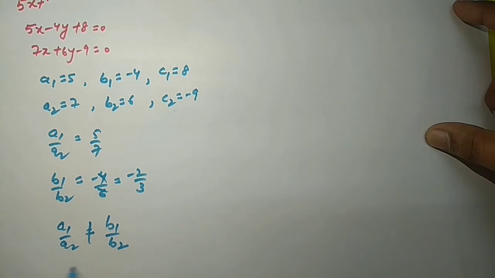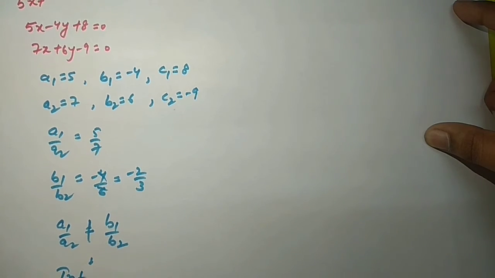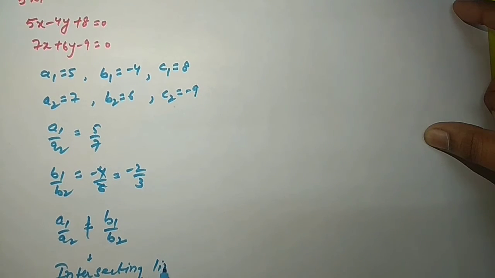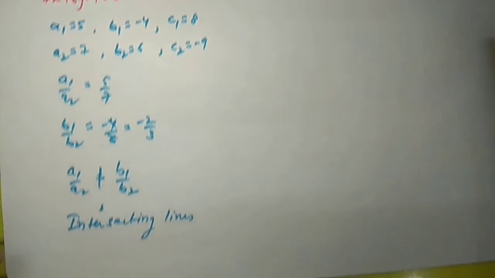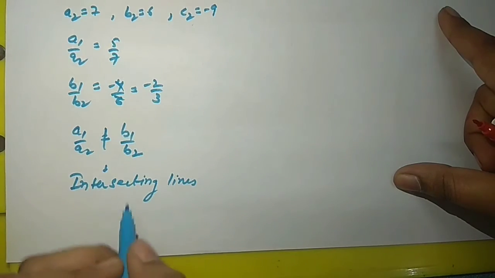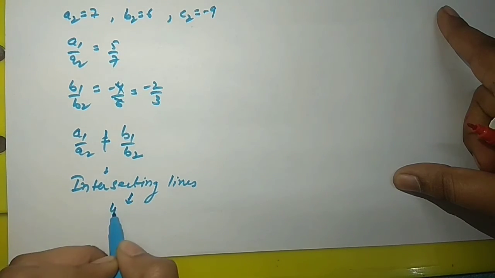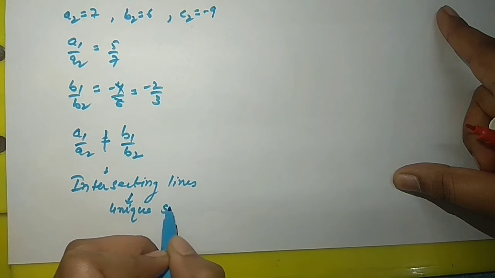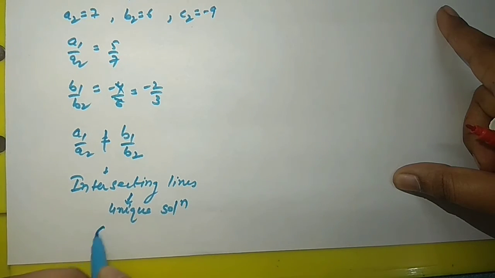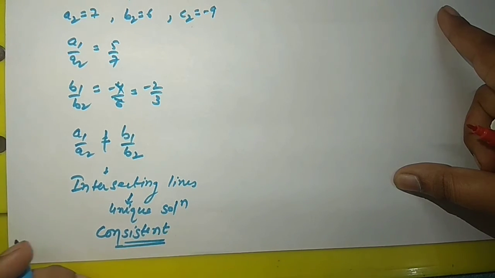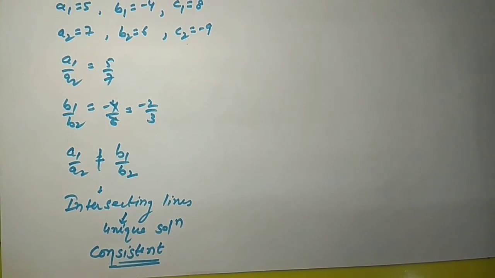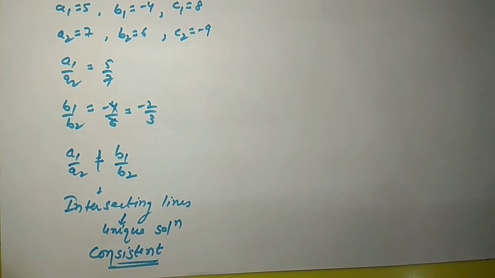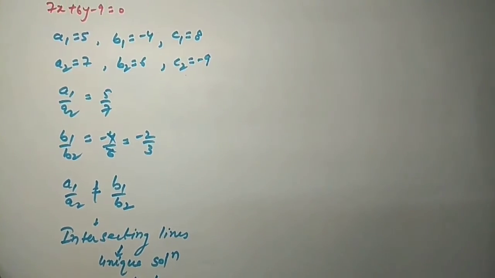So which type of lines would they have? These are intersecting lines. So which type of solution will they have? They have a unique solution. And these are consistent, because they have a solution, so these are known as a consistent pair of lines, because they have a unique solution. Clear? Let's practice another question.